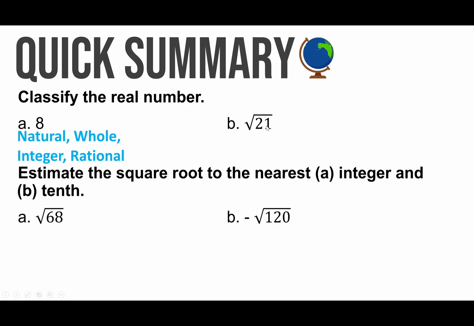Let's take a look at the square root of 21. Is that a perfect square? No, it's going to give you some number that keeps going on and on. So that's irrational.